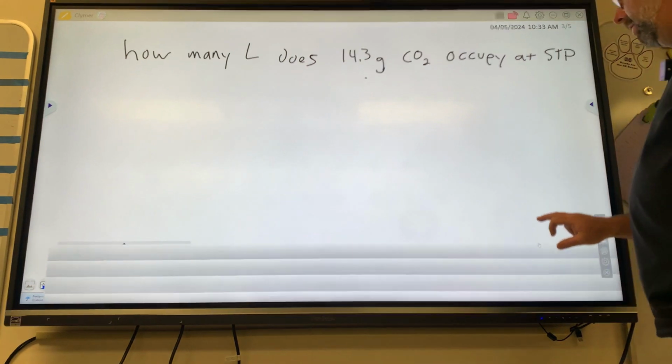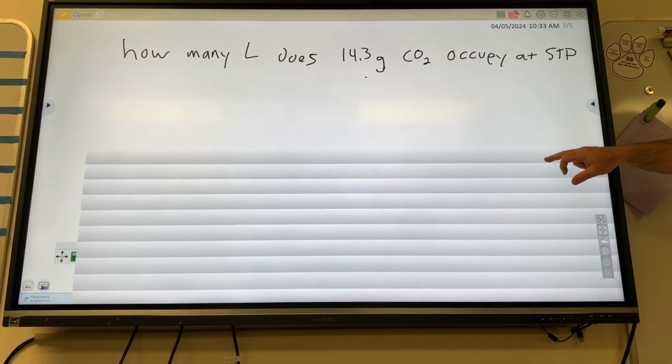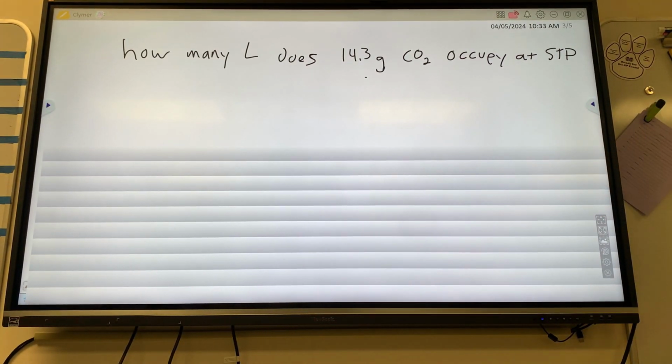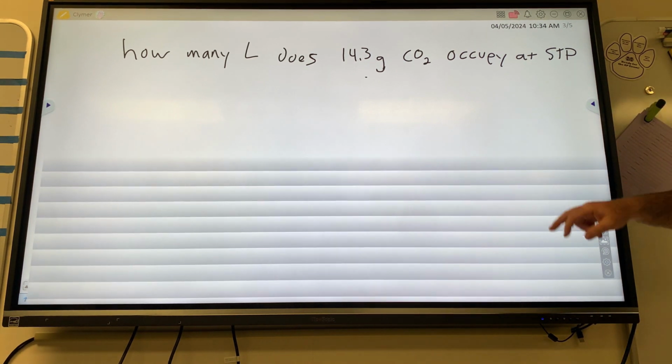So write down this problem in your notes right underneath that definition for molar volume. And we'll do this one together. How many liters does 14.3 grams of CO2 occupy at STP? STP stands for standard temperature and pressure.